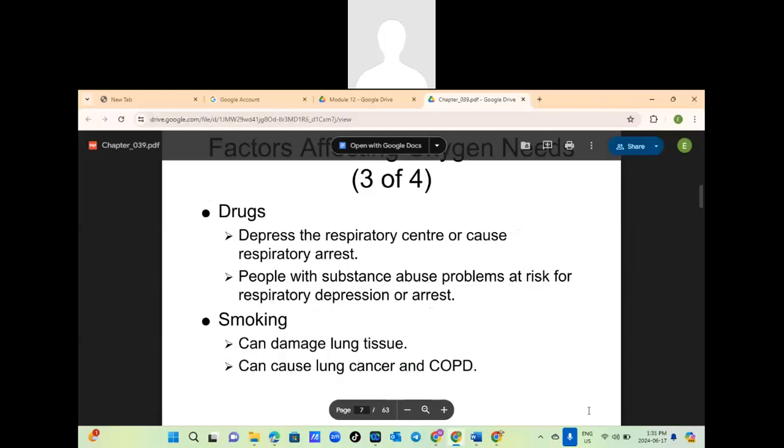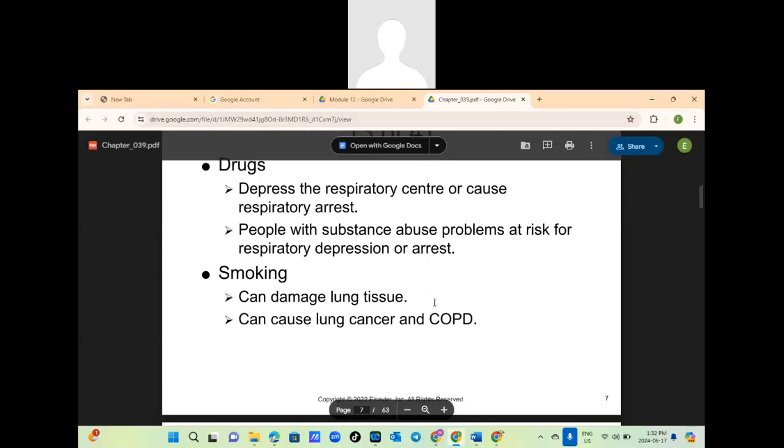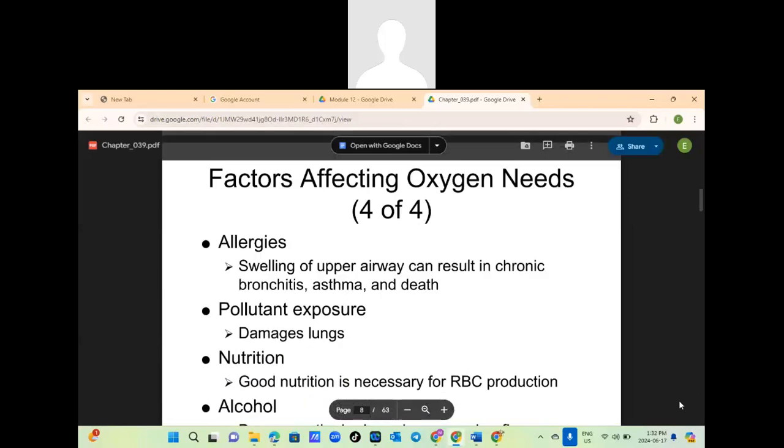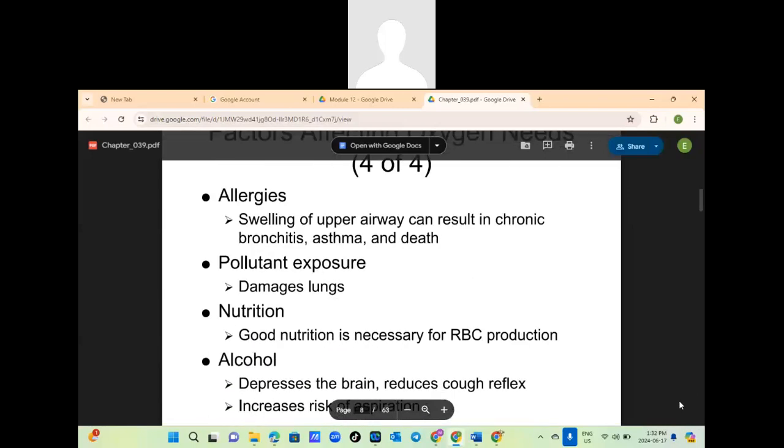And of course, smoking, we just read that it can damage the lung tissue and cause chronic obstructive pulmonary disease. Allergies, yes, because if you are exposed to these allergens, the airways can swell, and this can cause chronic bronchitis, asthma, and death.